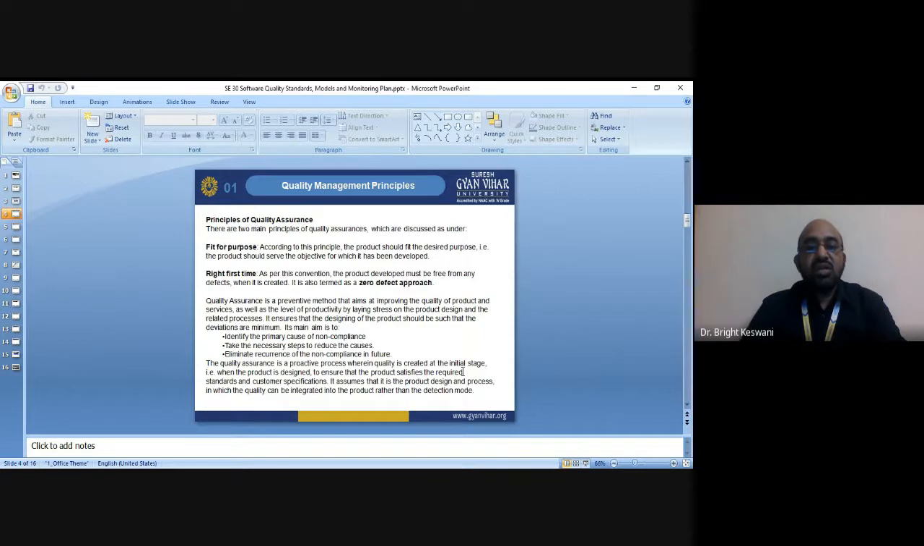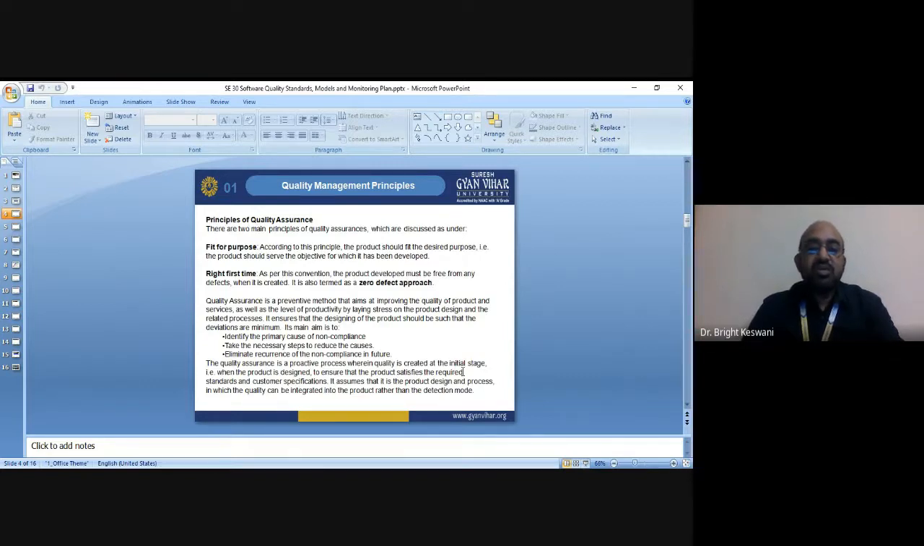So you can say that quality assurance is a preventive method that aims at improving the quality of products and services as well as the level of productivity by laying stress on the product design and the related processes. It ensures that the design of the product is such that deviations are minimum. Its main aim is, first, to identify the primary cause of non-compliance. Secondly, take the necessary steps to reduce the causes. And thirdly, to eliminate sources of non-compliance in future.